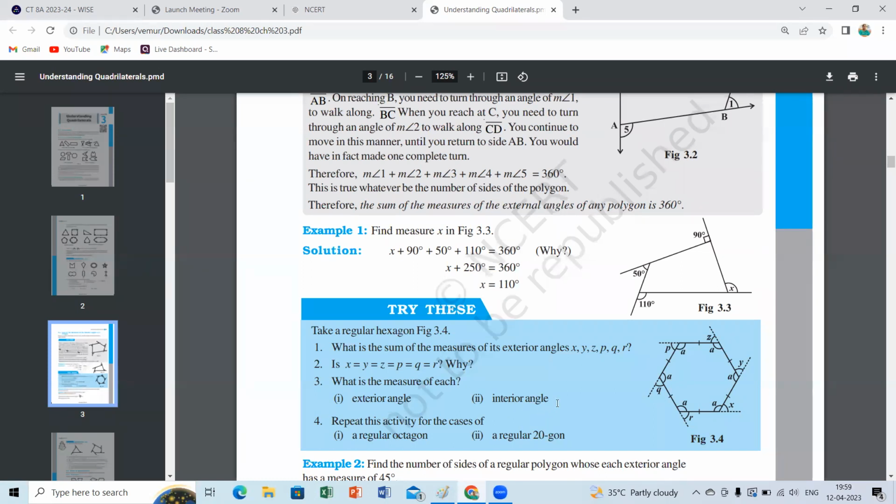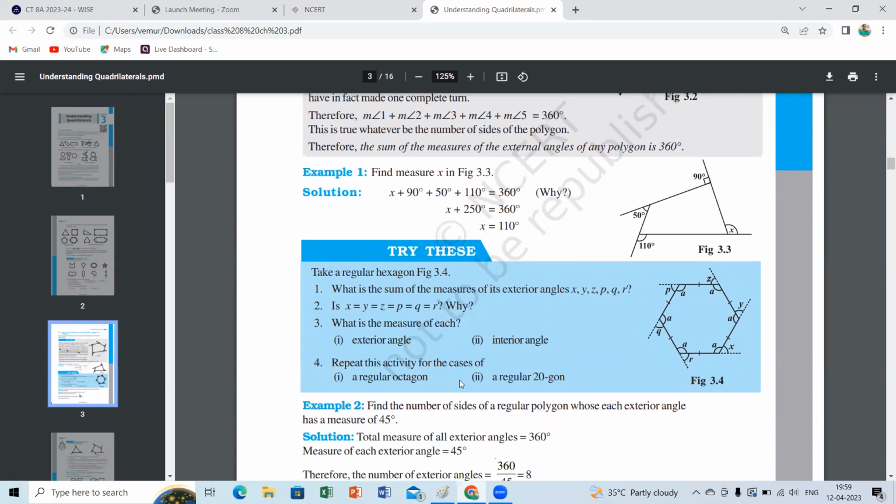Interior angle is nothing but 180 minus exterior angle. Repeat this activity for the cases of regular octagons and regular 20-gons.